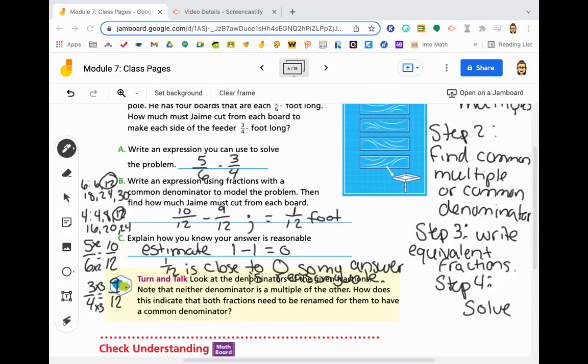So that is it for today's lesson. Hopefully you are now able to add and subtract fractions with unlike denominators using a common denominator and assess reasonableness. Remember, in order to be a math person, all you have to do is be a person and do math.